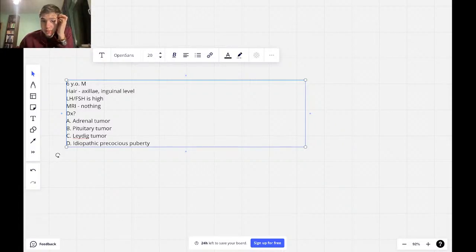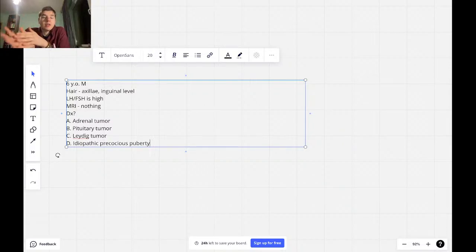Okay, so the right answer is actually D, idiopathic precocious puberty. If the patient had an adrenal tumor due to the secretion of DHEAS and of actual testosterone, the LH and the FSH would have been low. If the patient has a pituitary tumor, then indeed the LH and FSH are high. However, on the MRI we will see the pituitary tumor.